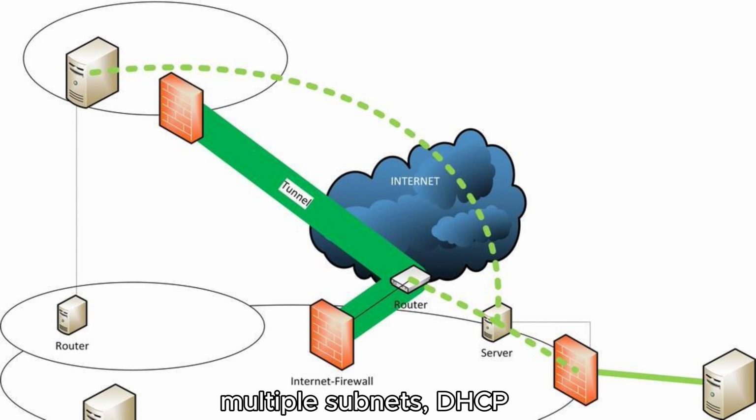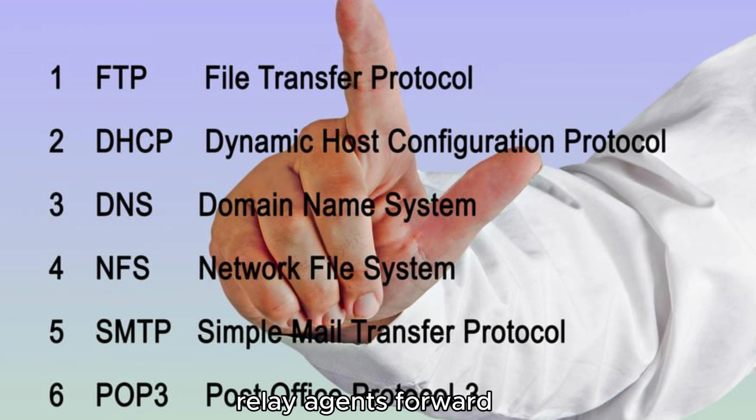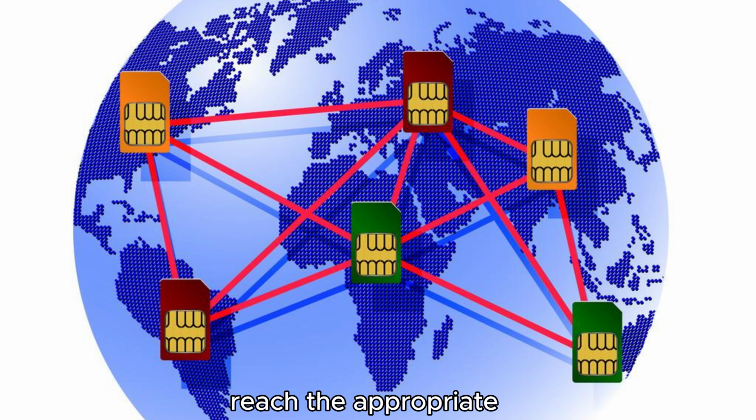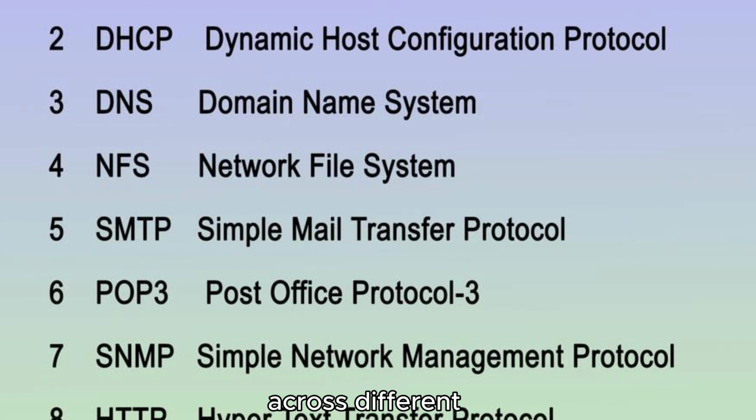DHCP Relay Agent. In large networks with multiple subnets, DHCP relay agents forward DHCP messages between clients and servers, ensuring DHCP requests reach the appropriate DHCP server, even across different network segments.